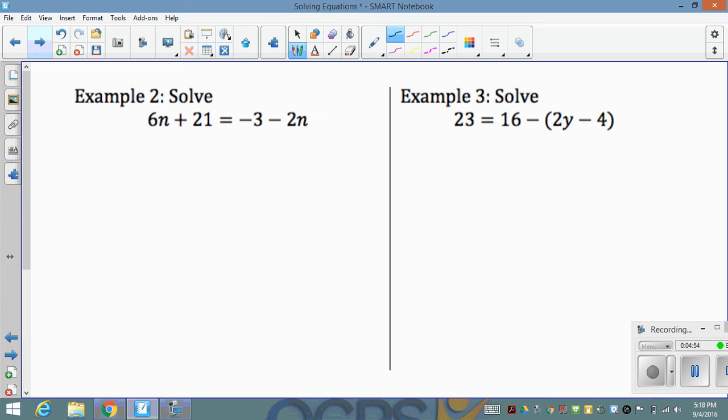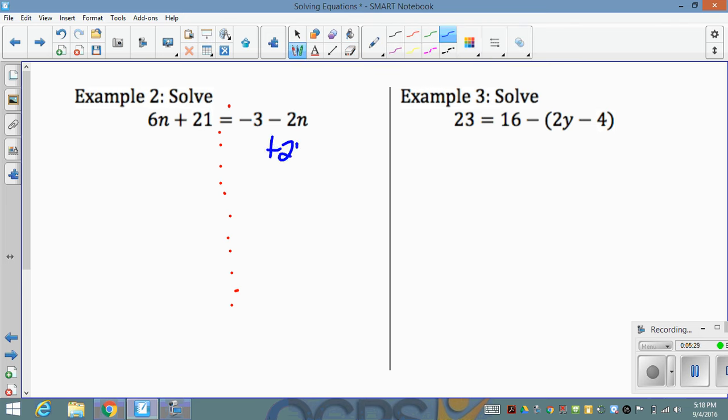Okay, example 2. First, I want to simplify each side. So on the left, I have no grouping symbols and I have no like terms. So that one's already done. And on the right, I have no grouping symbols, I have no like terms. So that one's already done. Okay, now what I want to do next is get my variables together on one side. So I've got 6n on this side and negative 2n on this side. So I can either bring the 6n to the right or bring the negative 2n to the left.